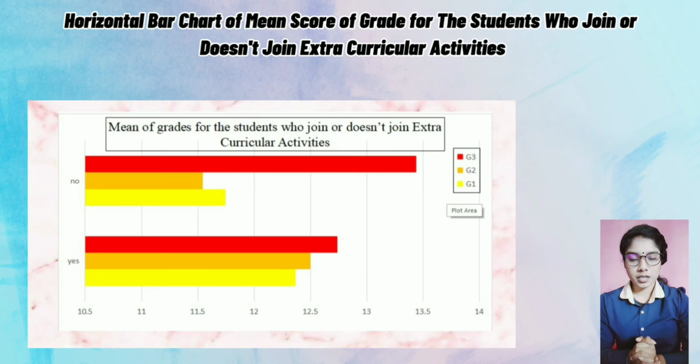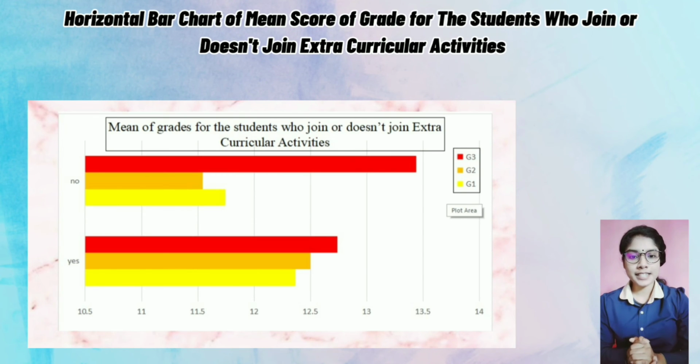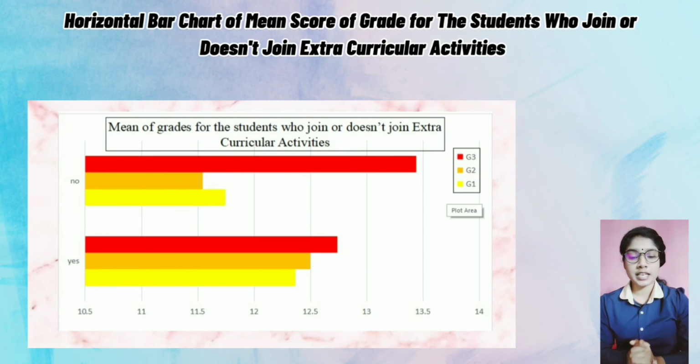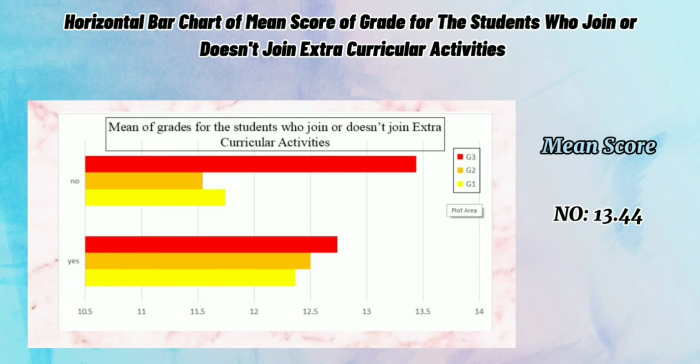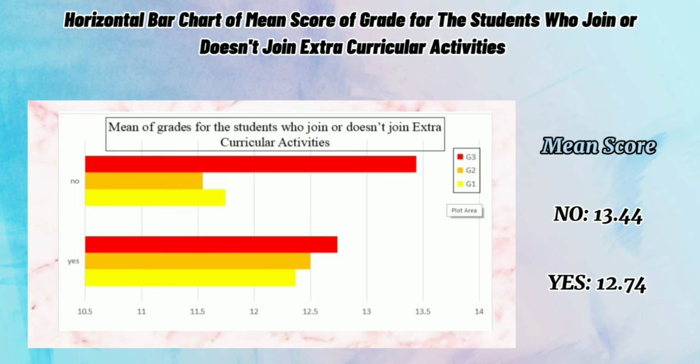Based on Objective 3, I would like to explain the mean score of grade for students who join and don't join extracurricular activity. Based on the table and figure above, the mean score of students who say no to extracurricular activity is 30.44, while the mean score of students who say yes is 12.74. This shows that students who don't join extracurricular activities have a higher mean score. From G2, we can see that extracurricular activities don't affect their student grade.